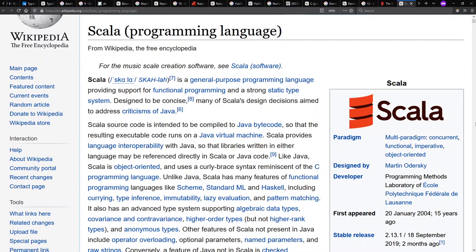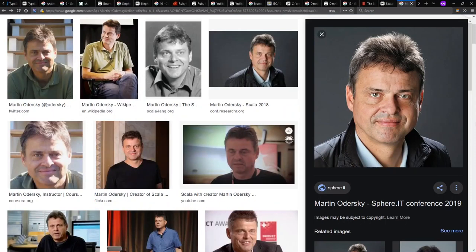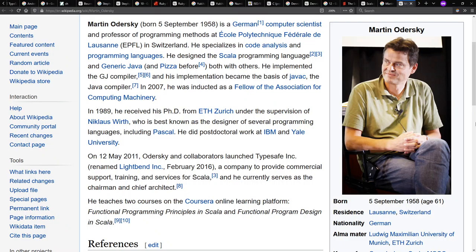Number 12, Scala, released originally in 2004. This language is originally designed also to work on the Java virtual machine. So it's JVM language number 2, designed by Martin Odersky, who is from Germany.